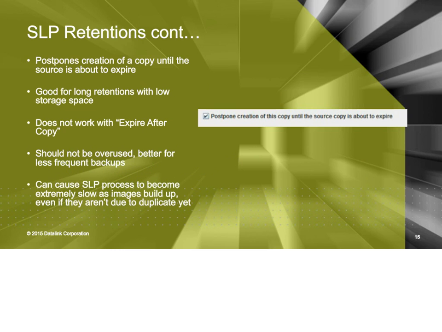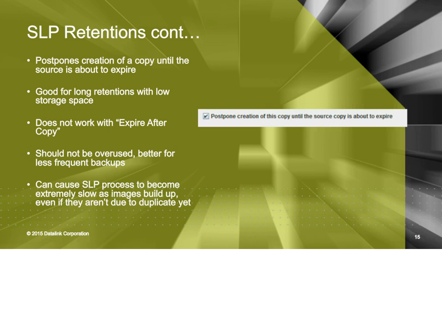The next option isn't really a retention, but it's an option you can do with them, and it says the postpone creation of this copy until the source copy is about to expire. It's fairly self-explanatory, but in short terms it works as if you have an image with a 1-month retention, near the end of that 1 month, once it's reached almost the end, it will then start to duplicate to the next step. This is good if you have a lot of images and not a lot of storage space overall in your environment because it can help you from having overlap. Having an image on a disk pool versus on tape, there's no reason to have it on both at the same time. So that's where it can come in handy.